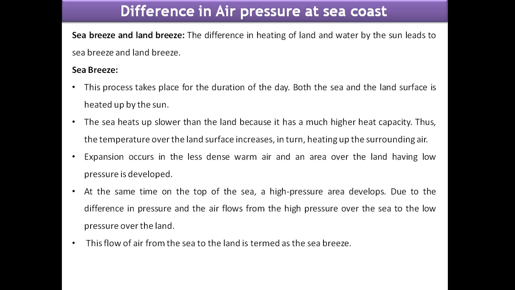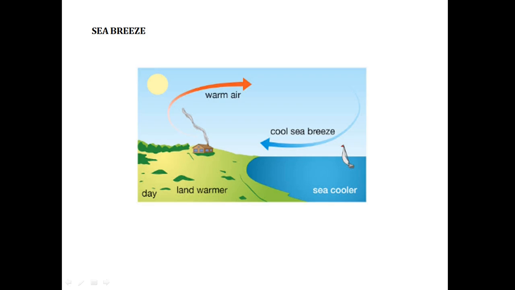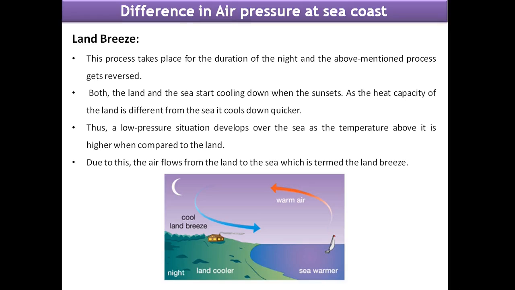At the same time, on top of the sea, a high pressure area develops. Due to the difference in pressure, the air flows from high pressure over the sea to the low pressure over the land. This flow of air from sea to land is termed the sea breeze.